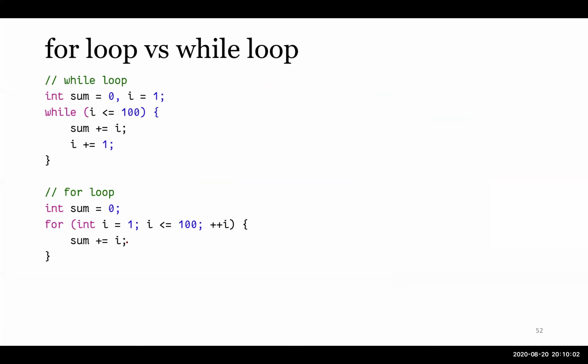So if you take a look at these two loops, like I said, while loop and for loop, they are actually equivalent. Why? In a while loop, I must make sure I initialize my counters outside the loop. And I must make sure before the body of the loop, I add this up.